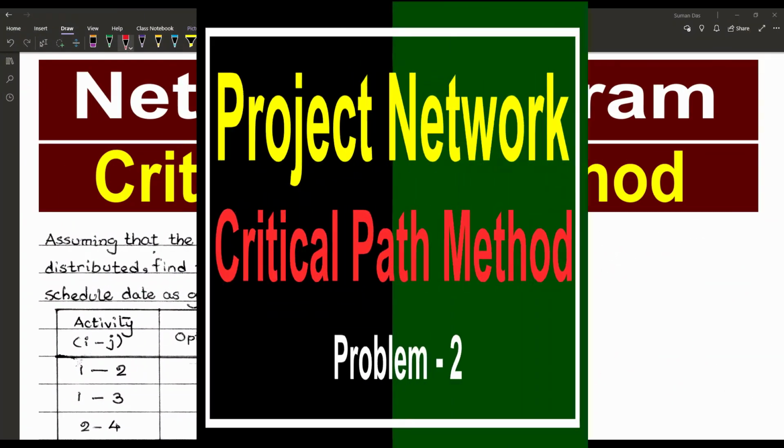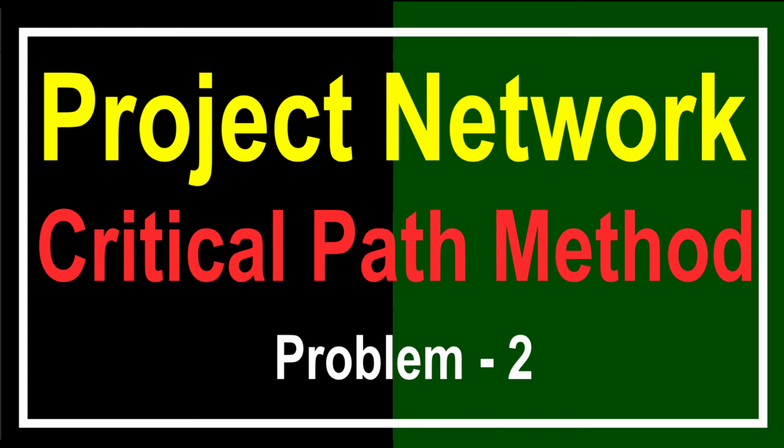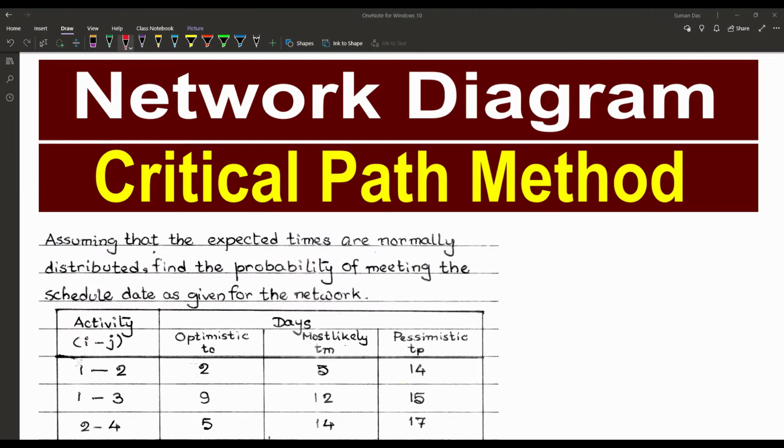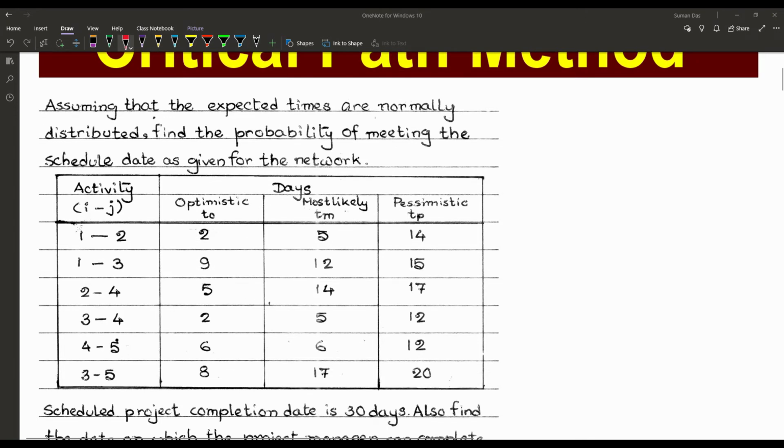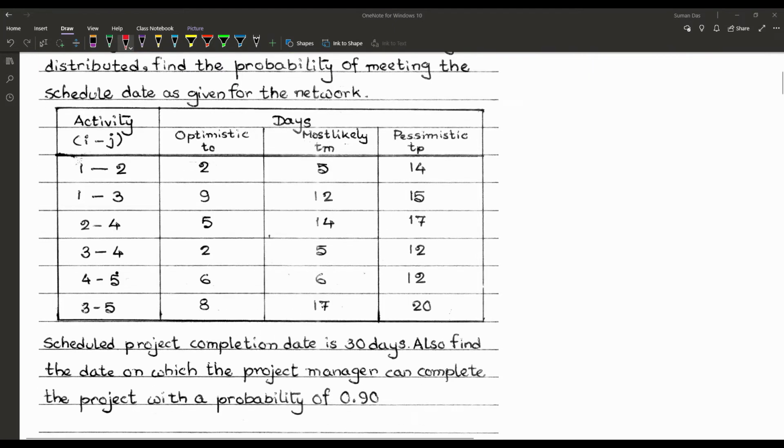Hello friends, today our topic is critical path method, and basically that is our second problem on CPM. Let's check the problem. Assuming that the expected times are normally distributed, find the probability of meeting the scheduled date as given for the network according to the table.